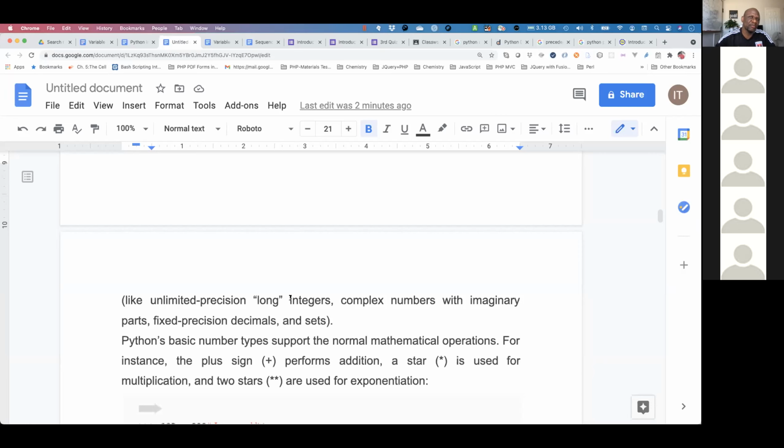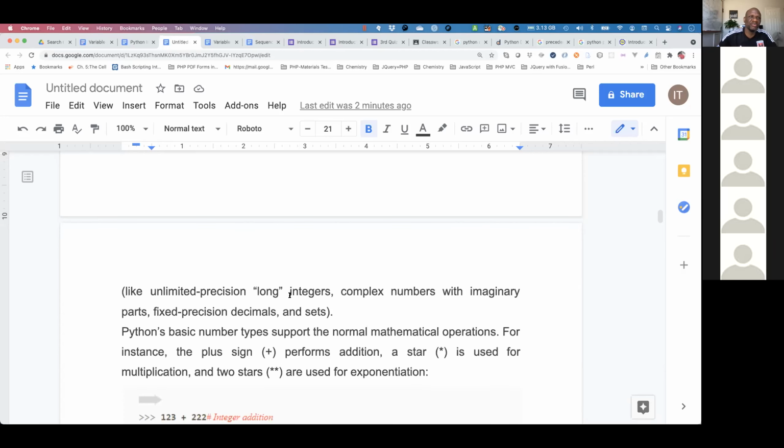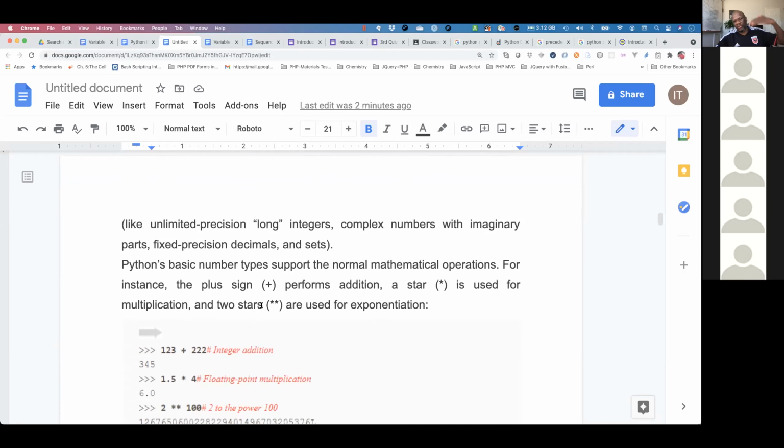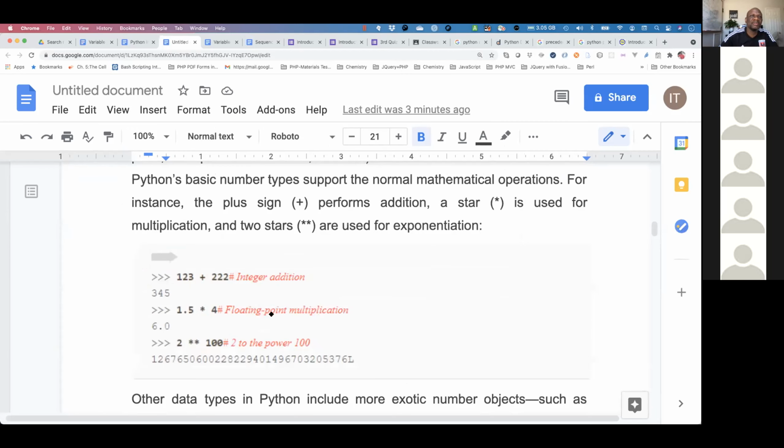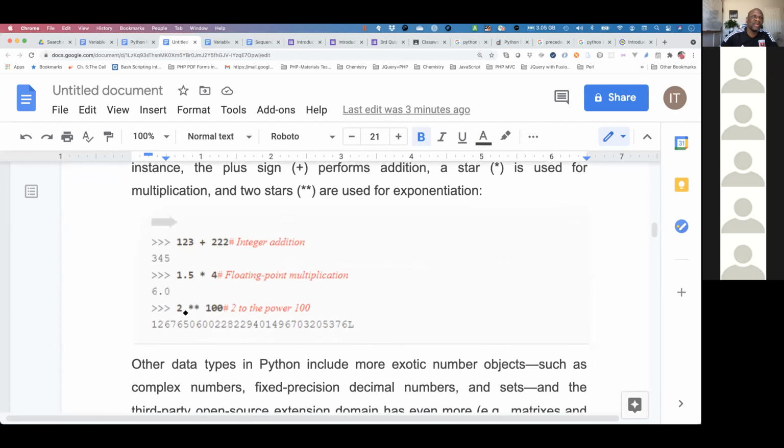Python's basic number types support the normal mathematical operators, which Lucy talked about. For instance, the plus sign performs addition. And then we have the star, which performs multiplication. We have the two stars, which is an exponential, or raised to the power of. As you can see in the example here, we can add those two numbers. If we add those two integers, we get an integer. If we multiply that float with that number, we get what we call floating point multiplication. And then we can raise 2 to the power 100, and we get the equivalent of that.